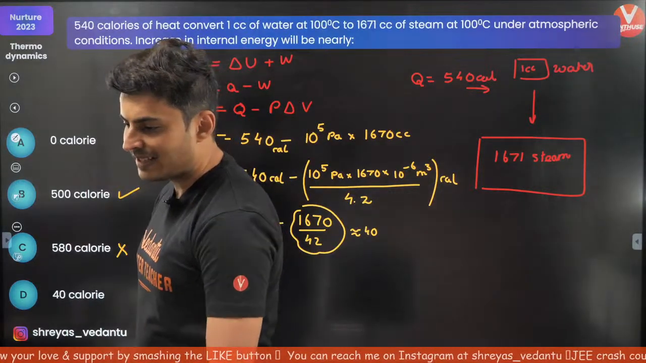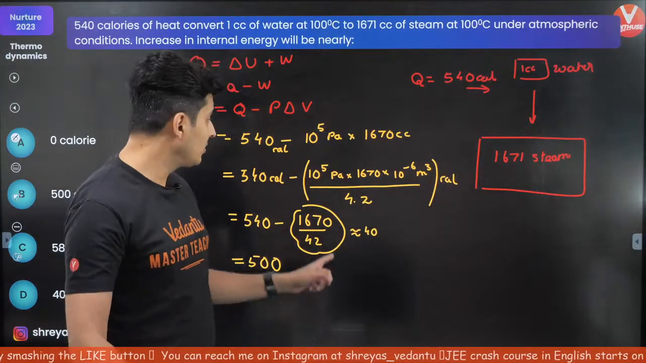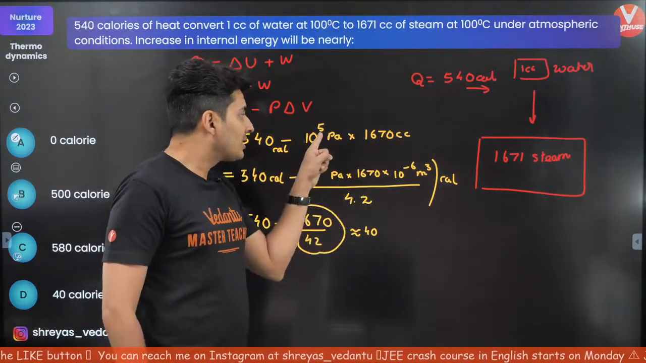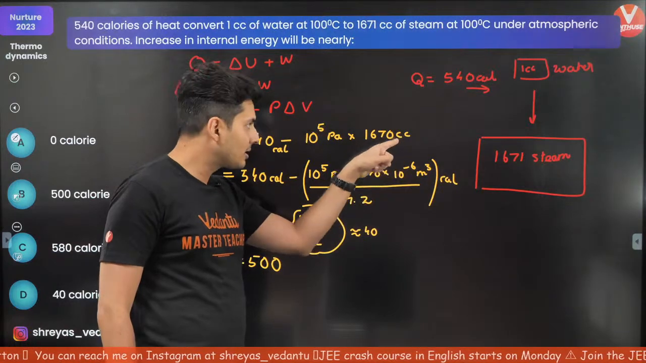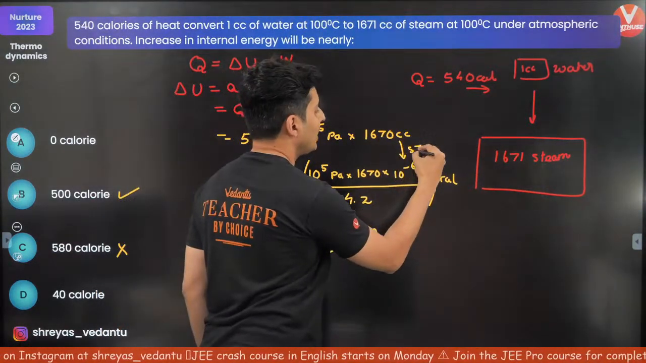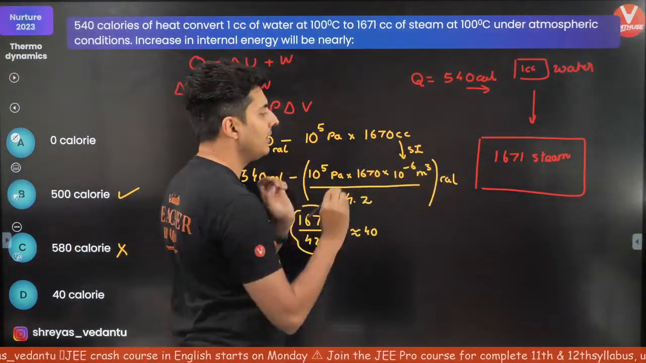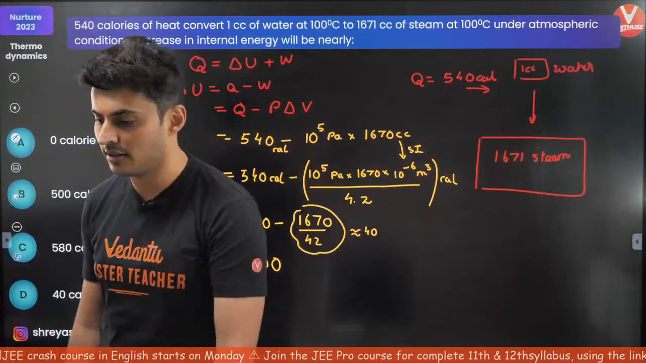Why is it in Pascal as it is in CGS unit? No, it is not in CGS unit. Do you see we converted, this was Pascal, this was CGS. I converted CGS into SI. This was converted into SI units. Now SI units, when I divide it by 4.2, I will get it in calories. I hope that is clear, Dakshin.